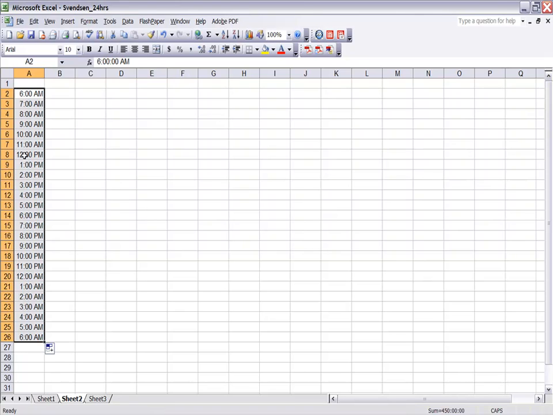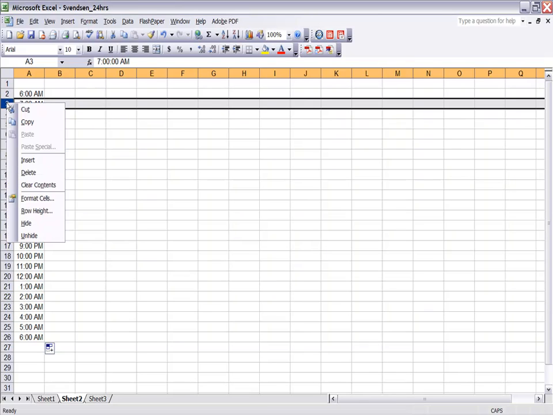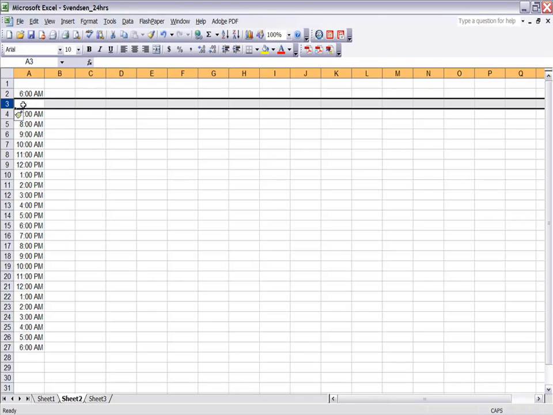Okay, so I've got a 24-hour day set up, 6 a.m. to 6 a.m. Well, this would actually be 5, but anyway, it's close enough. If I get up, let's say at 6:30, I need to put in 6:30 here. Click on the row below. Remember that anytime we insert a row, it always inserts it above. I'm going to right mouse click, go insert, and it's going to insert a row here.